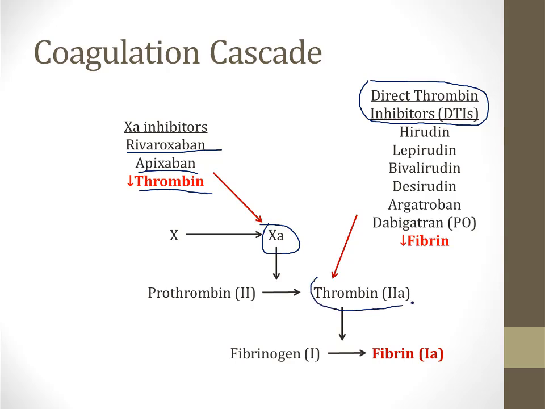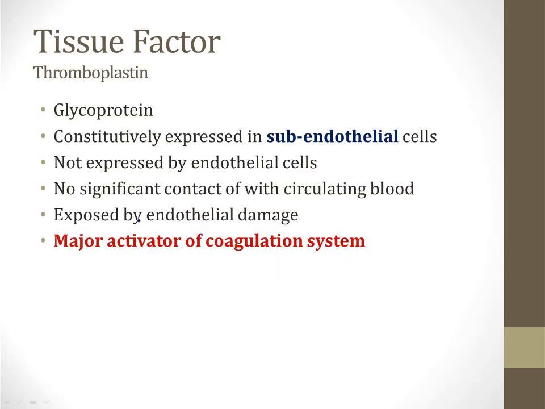They inhibit the enzyme thrombin and decrease the formation of fibrin. I'll talk about all these drugs in more detail in the module on anticoagulation therapy. So now that you appreciate that activation of factor 10 leads to formation of fibrin, we need to understand what activates factor 10 in the setting of endothelial damage.